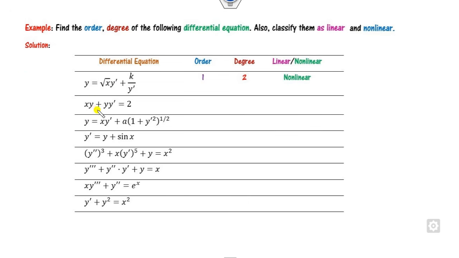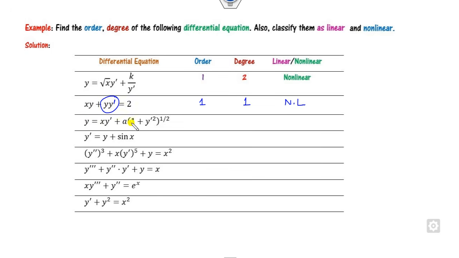Look at this one. The highest derivative occurring is y dash, so the order is 1, it is free from radical, so the highest power is 1, but due to the product of the dependent variable and its derivative it is a non-linear. So it clearly says that degree is 1, but still it is a non-linear.